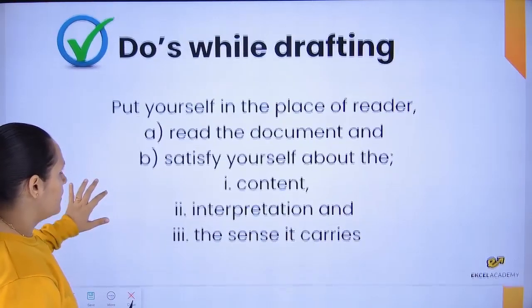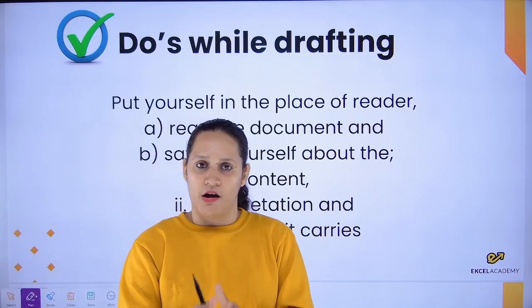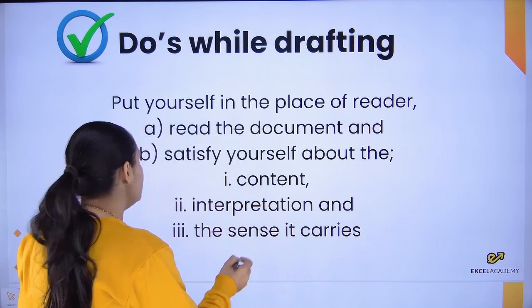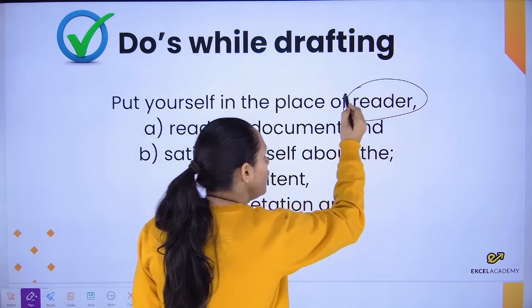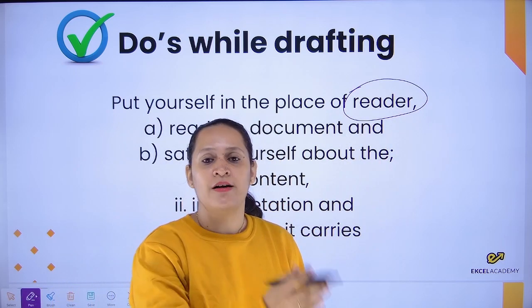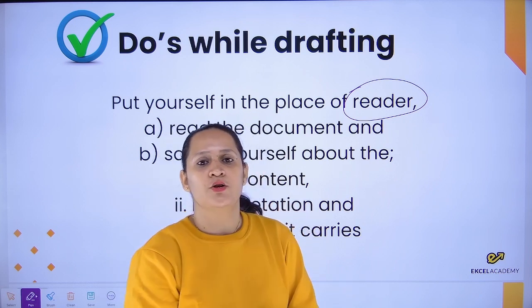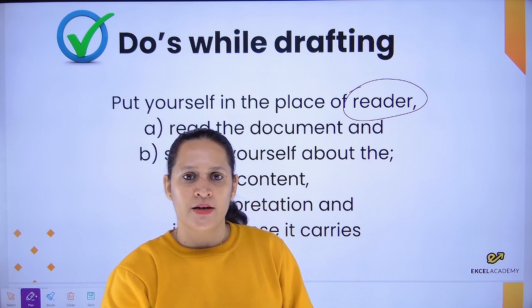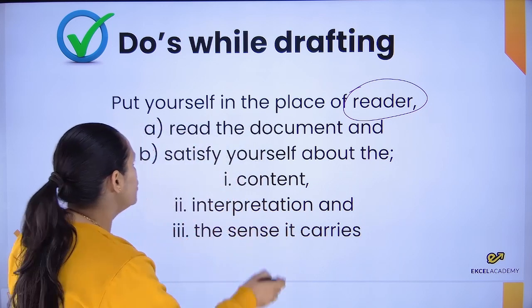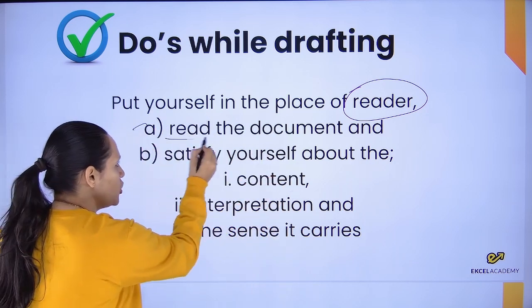Next. Before putting an end to drafting, once you have finally drafted the document, you should put yourself in the place of the reader. Forget that you have drafted the document. Make a clear-cut distinction that I was earlier the draftsman, okay, over. Now somebody has given you the document to read. You are going to read it and see whether you can understand it or not. So you should put yourself in the shoes of the reader and read the document first.